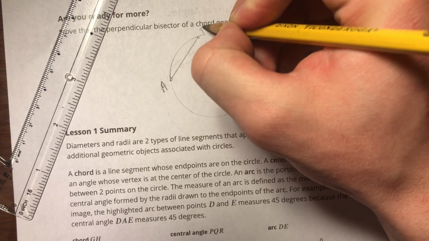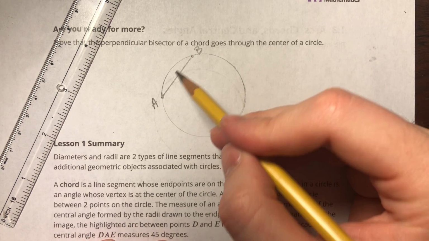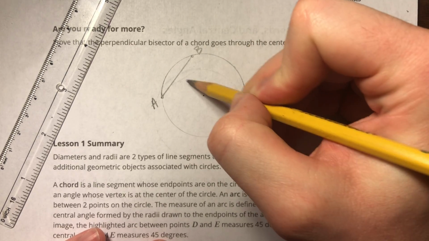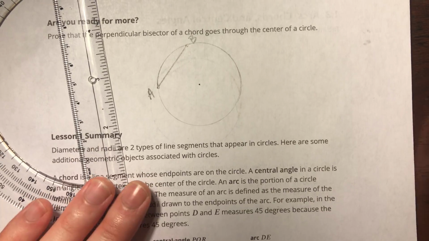So let's call this chord AB. Okay, so I want to prove that if I were to construct a perpendicular bisector of this chord, it would cut through and hit the center. And it sort of looks like it's true. So what I'm going to do, let me use another color.